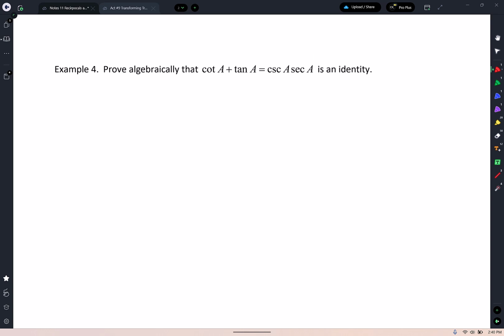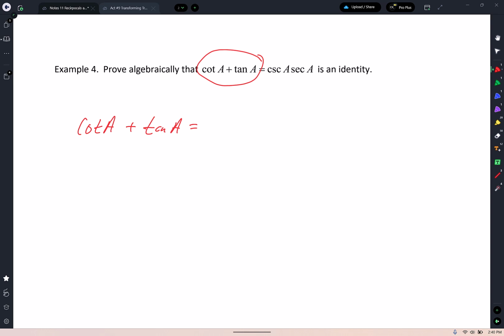Prove algebraically that cotan A plus tan A equals cosecant A secant A is an identity. We're going to go slow again, just like we've been doing all the others. All right. I'm going to focus on the left-hand side, and I want to make the left-hand side equal to the right-hand side. So I'm going to write cotangent A plus tan A.